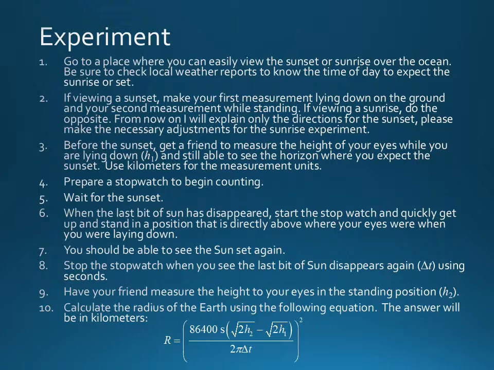Wait for sunset. When the last bit of sun has disappeared, start the stopwatch and quickly get up and stand in a position that is directly above where your eyes were when you were lying down. You should be able to see the sunset a second time. Stop the stopwatch when you see the last bit of the sun disappear. Have your friend measure the height to your eyes in the standing position. If you are adventurous enough, you can calculate the circumference of the Earth using the given equation. The answer will be in kilometers.